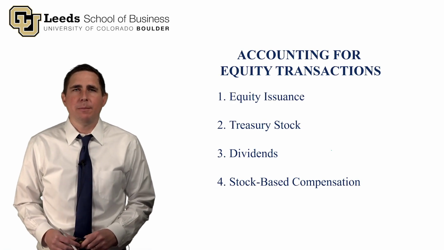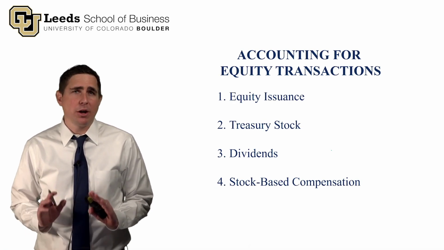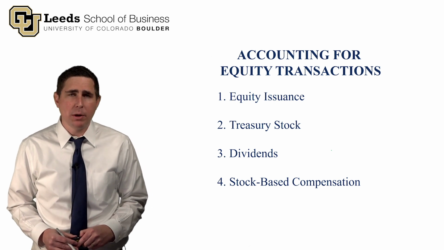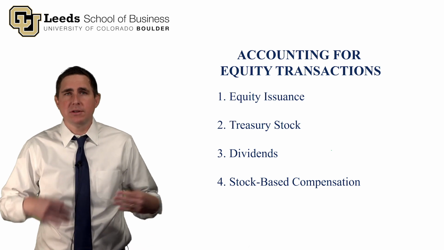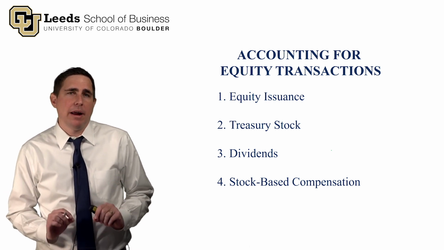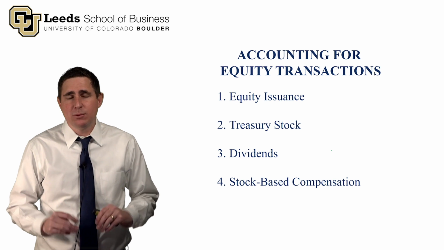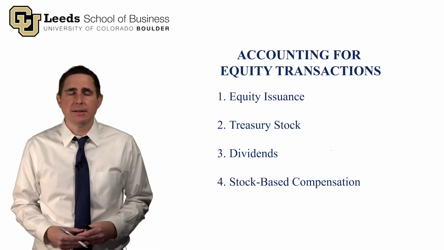In this video, we'll talk about accounting for equity transactions. We're just going to go through some examples. We'll talk about an equity issuance. We'll talk about treasury stock, which is when a company repurchases its own stock. We'll talk about how companies account for dividends. Dividends is when a company pays money to its stockholders.